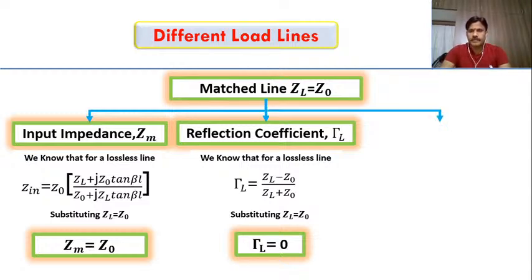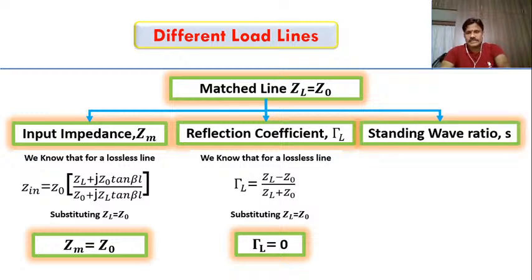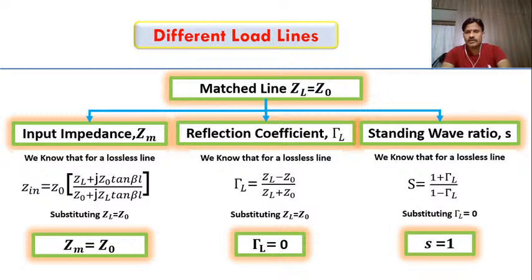Similarly, we will see the third property, that is the standing wave ratio S. Yes, what is the original formula? S equals 1 plus gamma L by 1 minus gamma L. Here, substitute gamma L as 0. So 1 plus 0 by 1 minus 0. What will we get? S equals 1. Right, for a matched line, if you see, the characteristics are very interesting. Zm equals exactly Z0, gamma L is 0 and S equals 1.